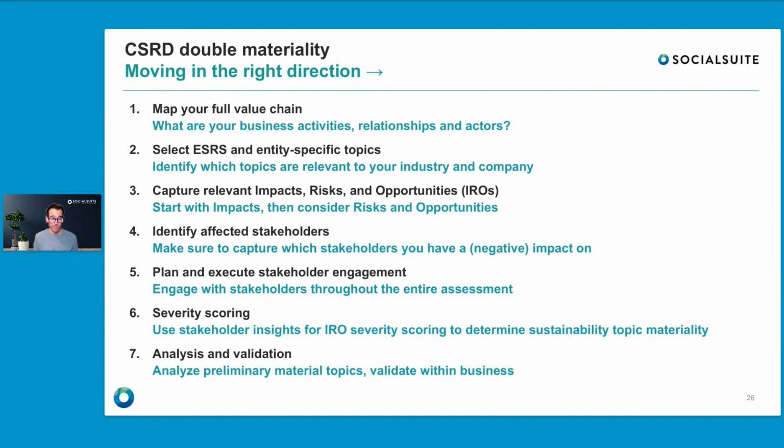This is really about thinking, who do we need to engage internally at what stage? What do we need from them? Who do we need to engage and discuss this with externally and at what stage? What do we need to ask them in a survey, in an interview, in a workshop, in a focus group? The variety of ways of engaging with your stakeholders. Go through that severity scoring, really look at using those stakeholder insights to help you score those particular IROs. And that will link again back to those sustainability topics.